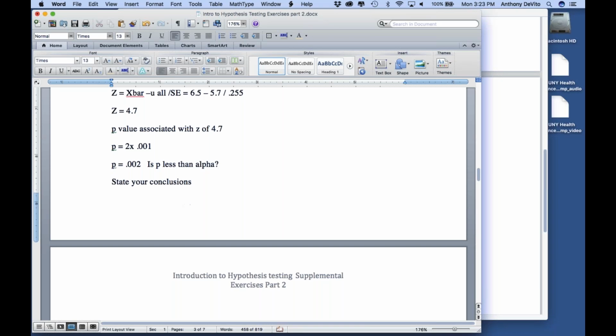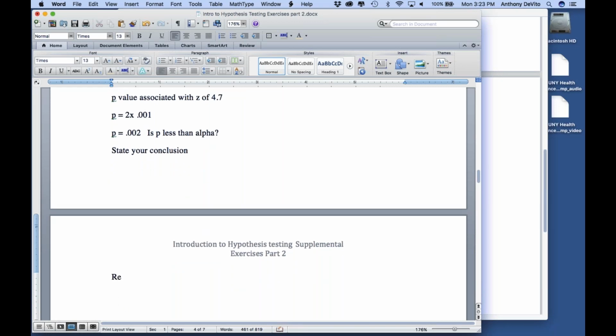Since P is less than alpha, what can I do about my null hypothesis? What did I hear over there? Reject the null hypothesis, right? You can reject your null hypothesis. And what can you do with your alternative hypothesis? If we reject the null hypothesis, we say that they're not the same. So therefore, we can accept our alternative hypothesis that they're different.